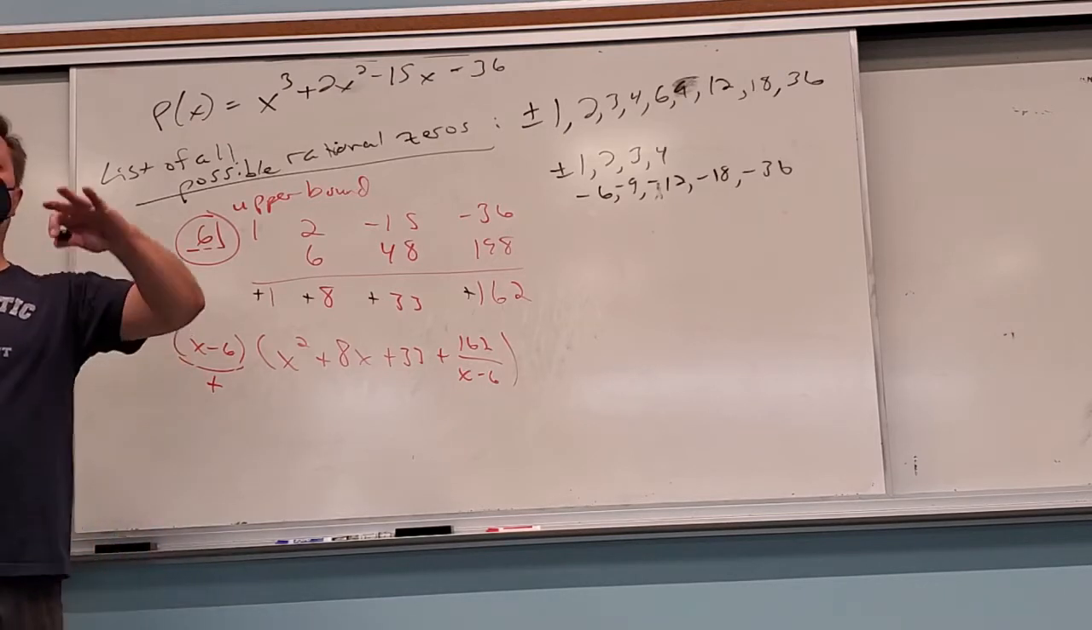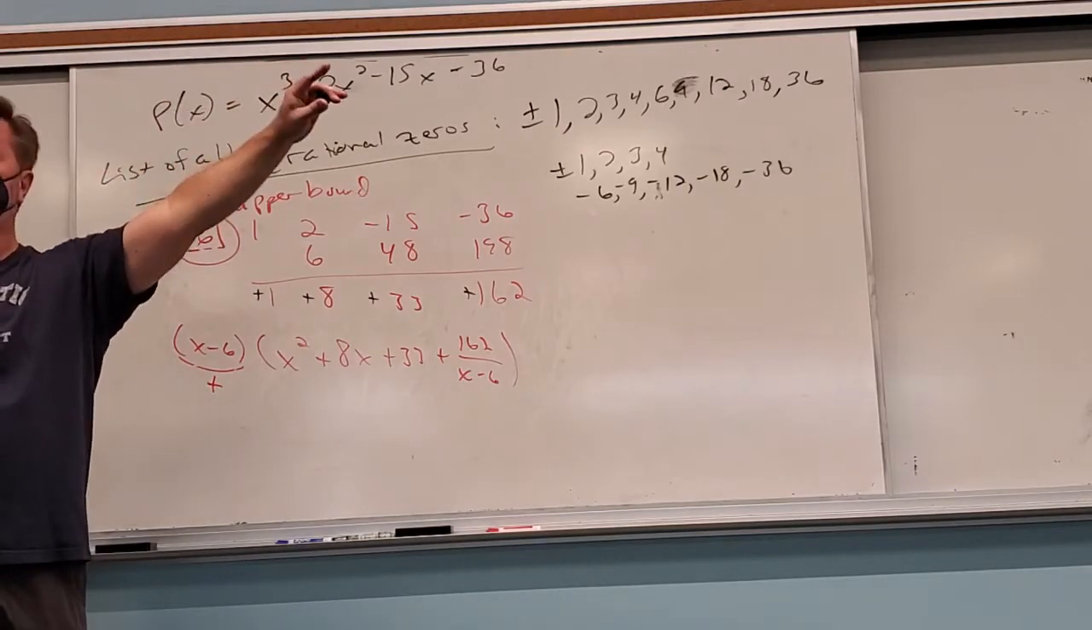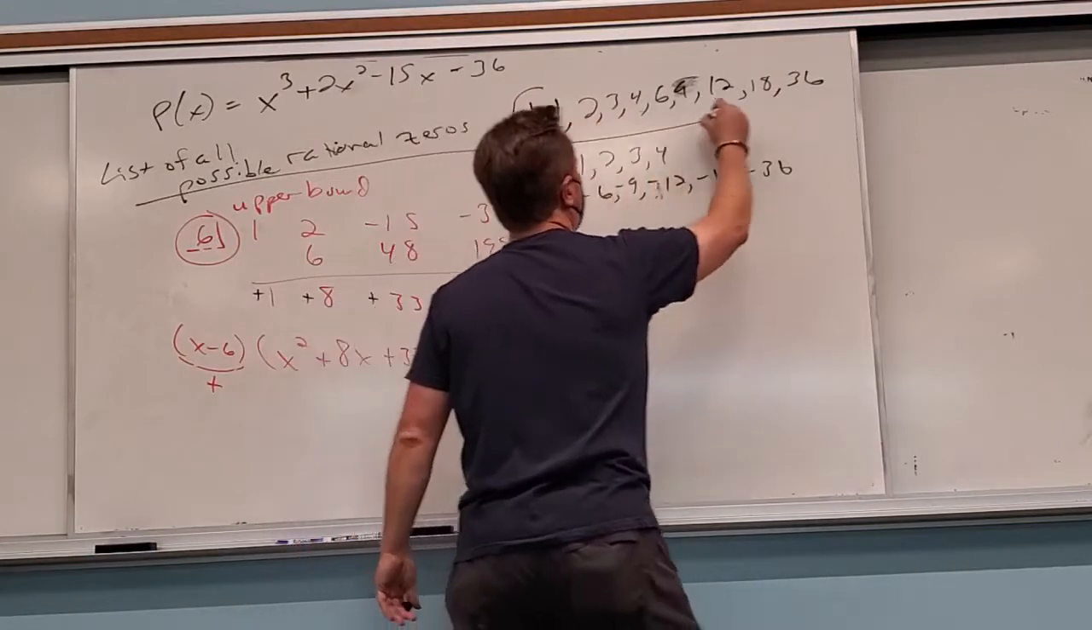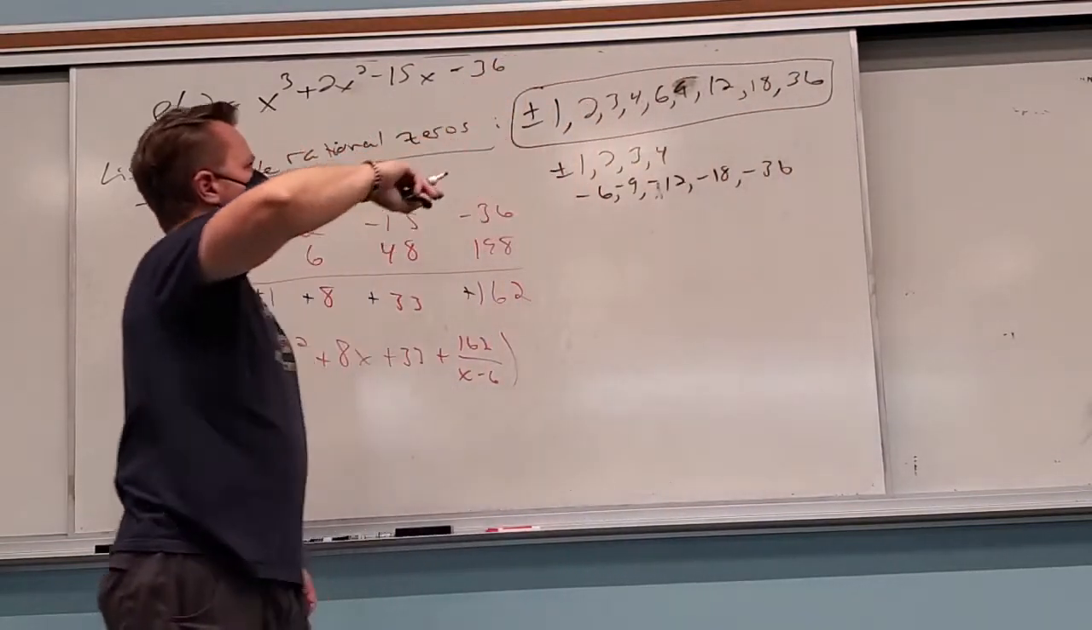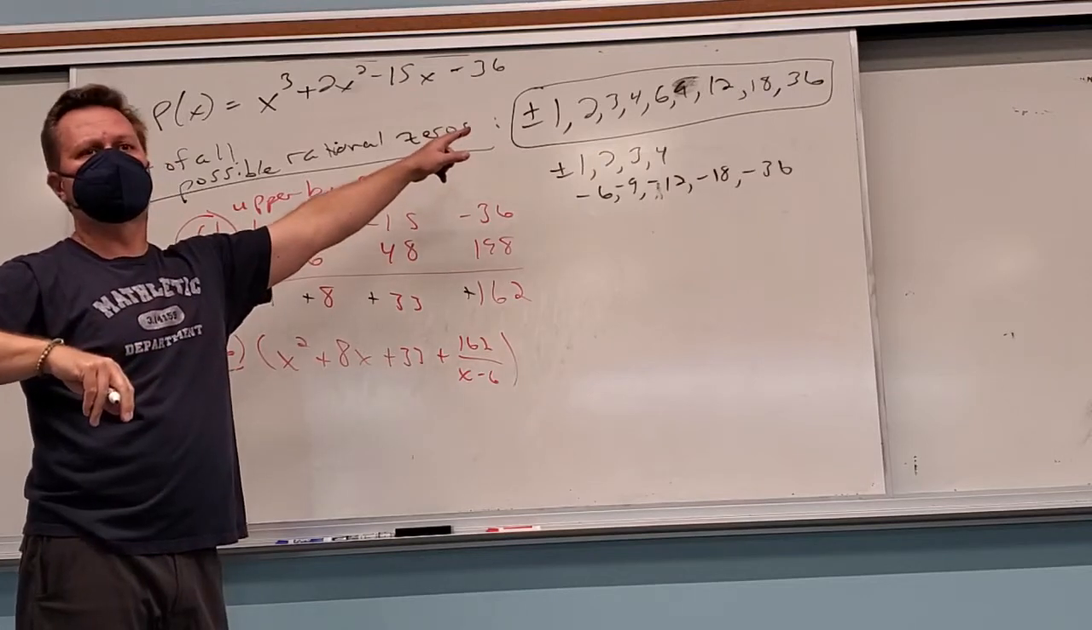So does everybody understand that list we made? How to get those numbers? All right, that's a good thing to ask me right when we do it. Where did this list come from?